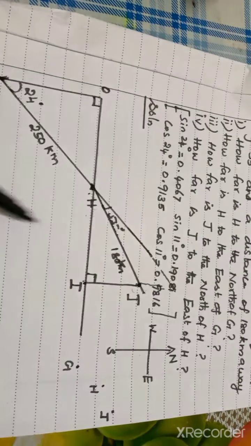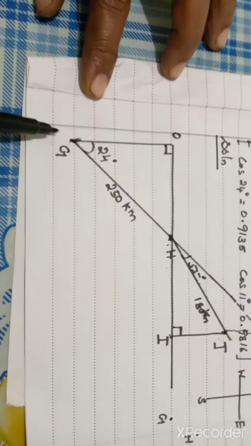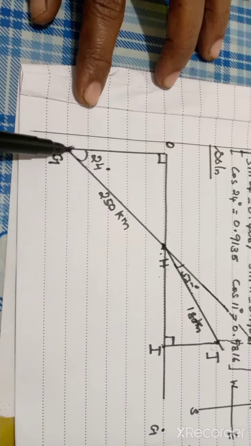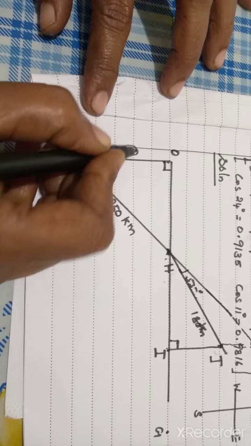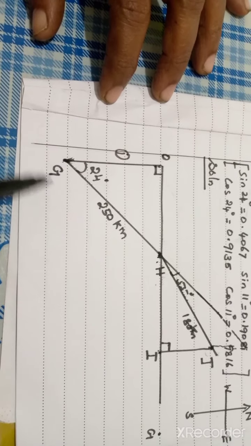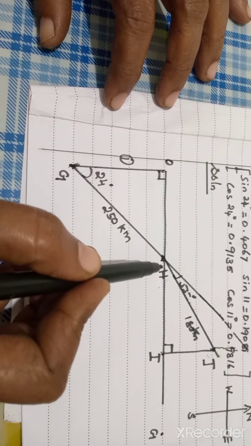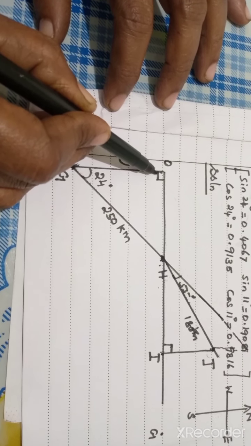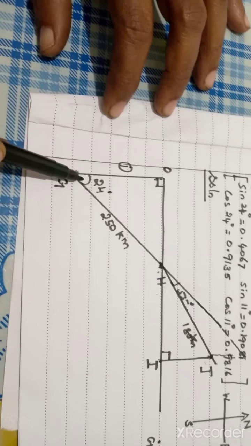So we have four subdivisions. First one is how far is H to the north of G. North means this direction, from G to this direction, so OG. So first we have to find OG. For OG we can use this right triangle GOH. In right triangle GOH, this angle is 90 degrees, and this angle is 24 degrees.